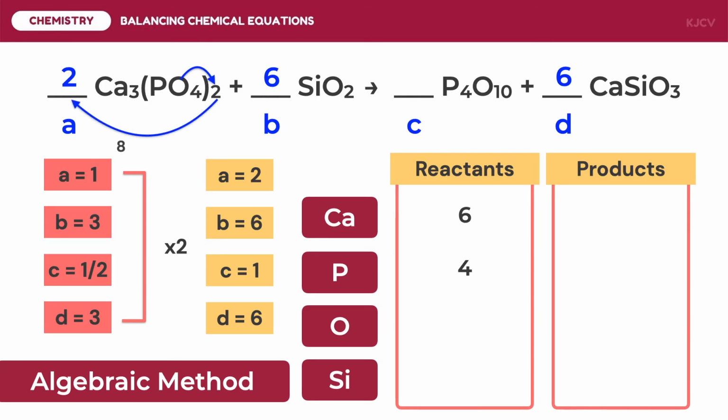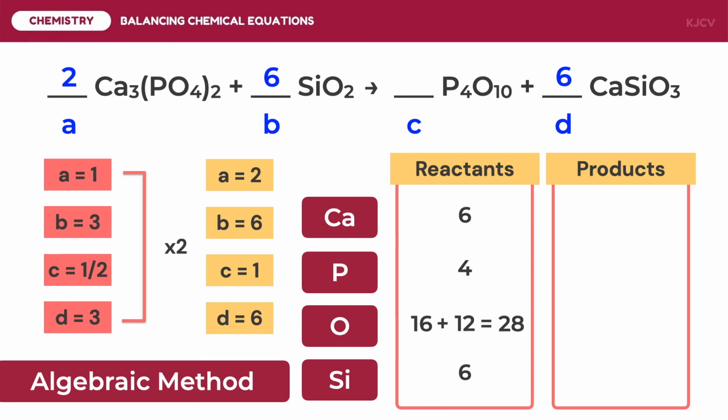8 will then be multiplied to the coefficient 2, giving us 16 oxygen atoms. For the next substance, silicon dioxide, silicon has a subscript of 1 that will be multiplied to the coefficient of 6. Thus, 6 silicon atoms on the reactant side. The same substance will give us oxygen again, particularly 2 oxygen atoms multiplied to the coefficient 6. Thus, 12 will be added to the first 16 oxygen atoms, giving us a total of 28 oxygen atoms on the reactant side.